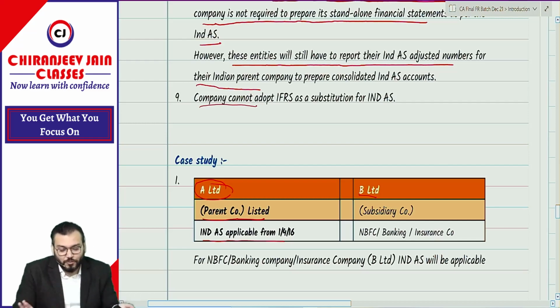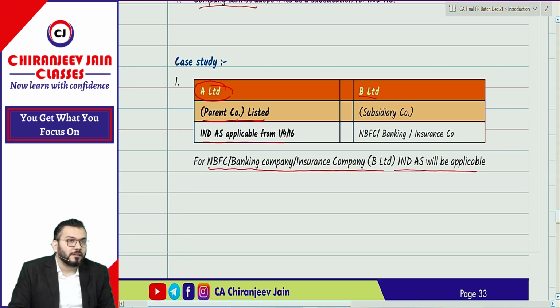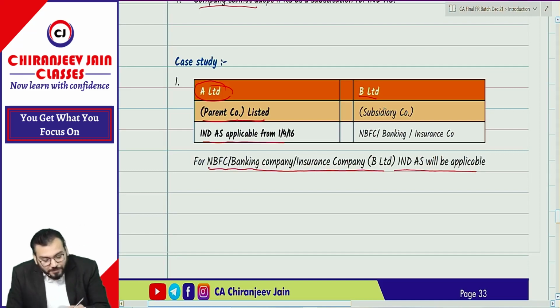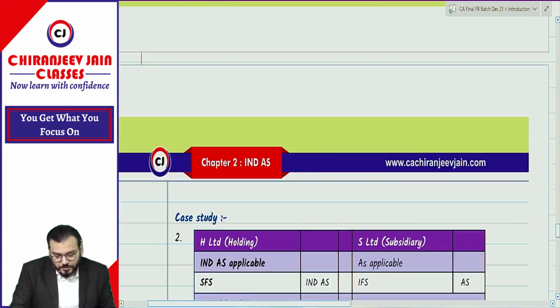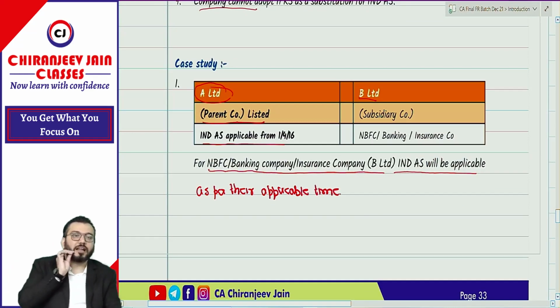Understood this point? So what is given? For an NBFC, banking company or insurance company, that is B Limited in the above case study, Ind AS will be applicable as per their applicable time. Understood?